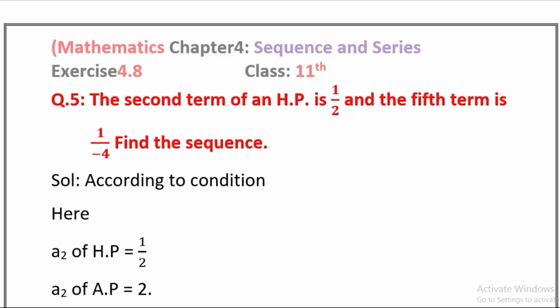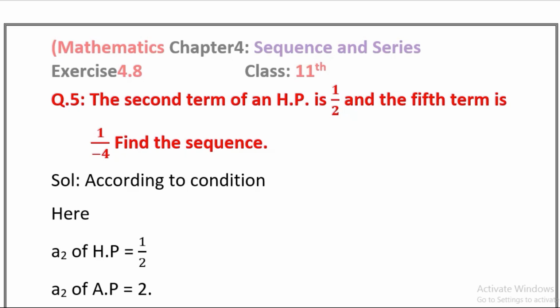In this lecture I will solve exercise number 4.8, question number 5, that is most important from the paper's point of view. So let's start. The second term of a harmonic progression is 1 divided by 2 and the fifth term is 1 divided by minus 4. Find the sequence according to the condition.